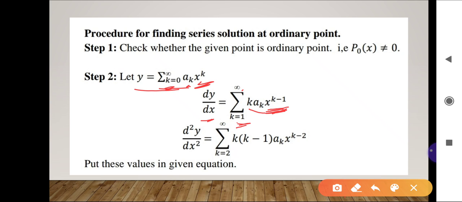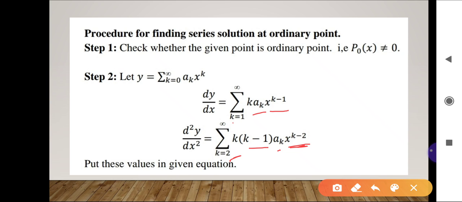Then the second derivative d square y by dx square is the summation of k as it is, ak as it is, and the derivative of x raised to k minus 1 is k minus 1 into x raised to k minus 2. Again here we have to maintain the power of x as greater than or equal to 0, so k varies from 2 to infinity.